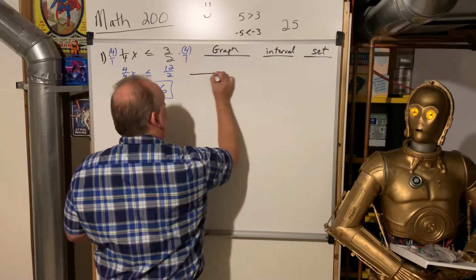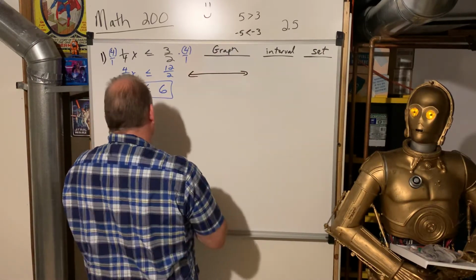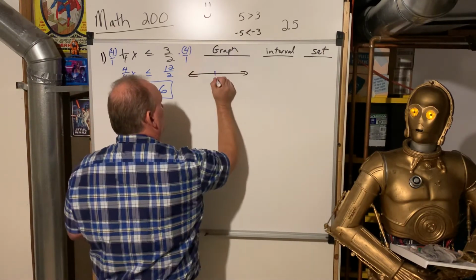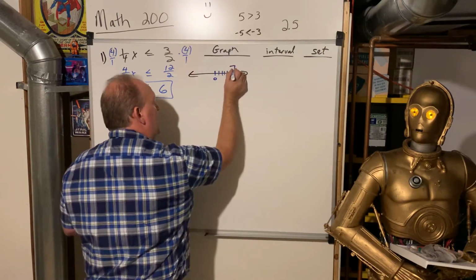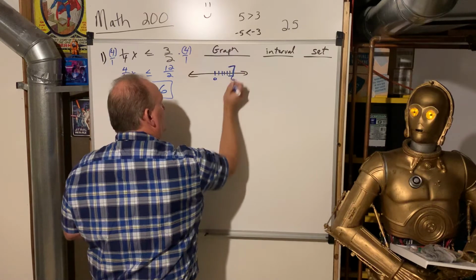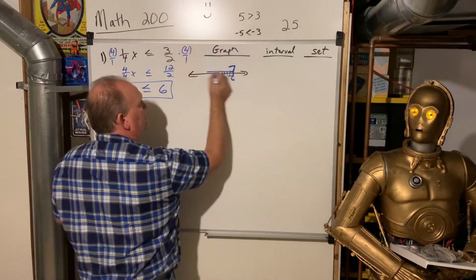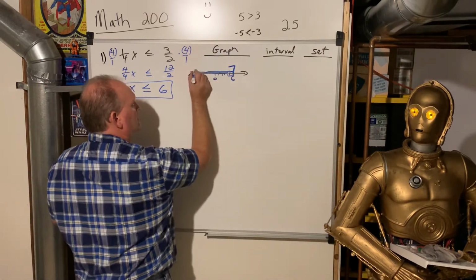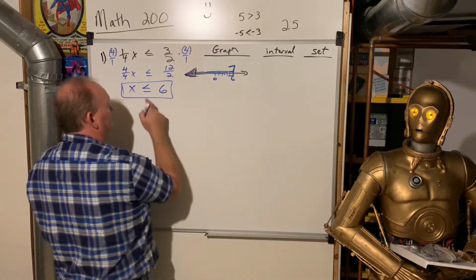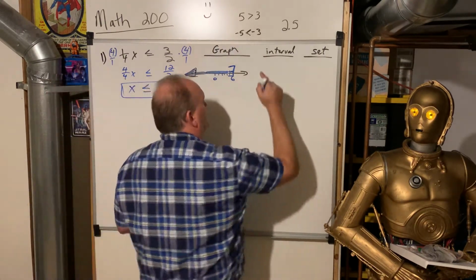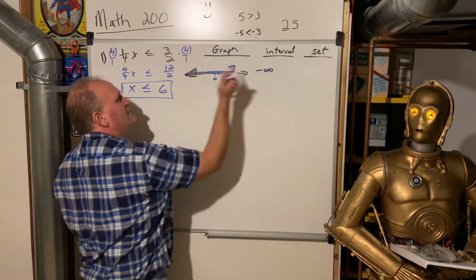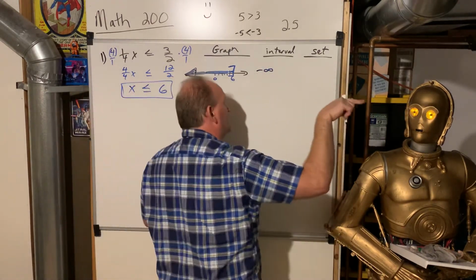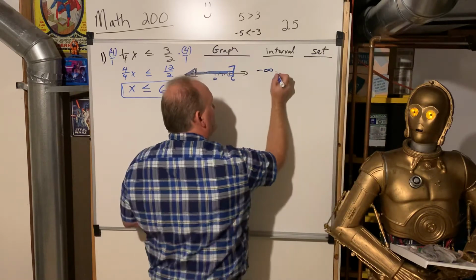So we look at the graph. And that is a bracket and shaded to the left. Less than, right? Okay, interval notation, that's -infinity. Anytime you got the arrow going forever left, it's going to be -infinity. Anytime you got the arrow going forever right, that'll be a positive infinity in the second position.